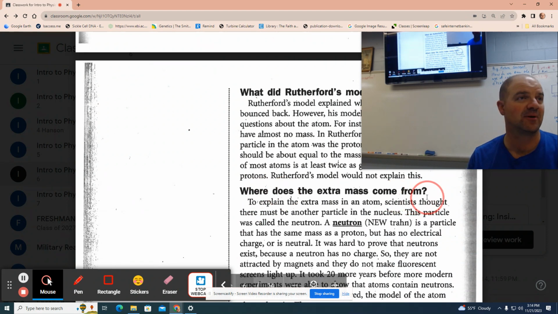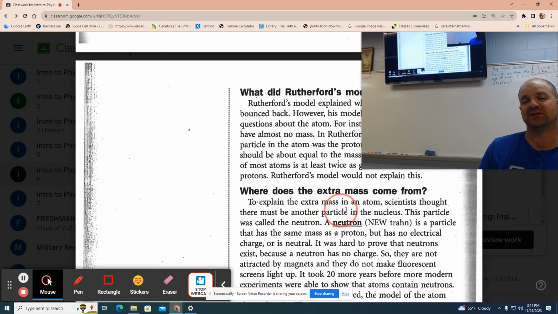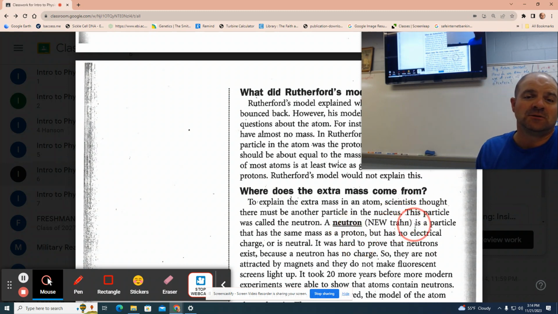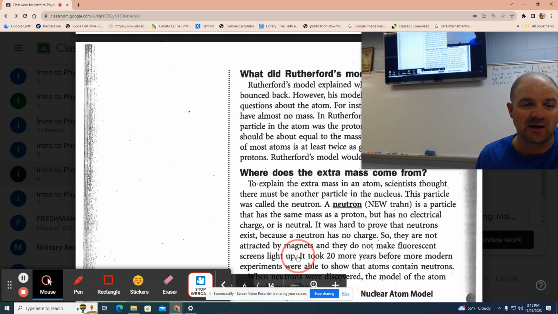Where does the extra mass come from then? To explain the extra mass in an atom, scientists thought, well, there must be another particle in the nucleus. This particle was called the neutron. A neutron is a particle that has the same mass as a proton, but has no electrical charge, or is neutral. It was hard to prove that neutrons exist because the neutron had no charge, so they are not attracted by magnets, and they do not make fluorescent screens light up. It took 20 more years before modern experiments were able to show that atoms contain neutrons.